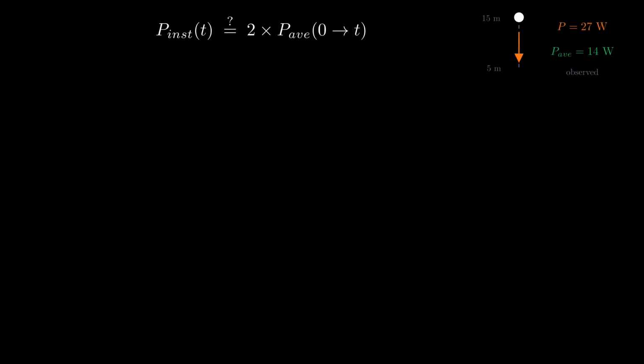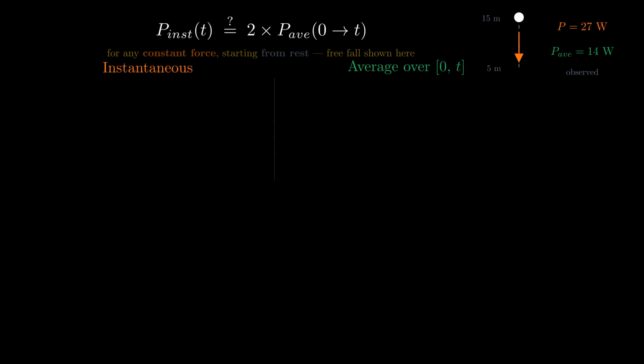That factor of 2 deserves a proof because it is not a coincidence of rounding. Take any body that starts from rest under a constant force. The falling ball is one case. Instantaneous power is force times velocity, mg times gt. So P of t equals mg squared t, growing linearly from 0.